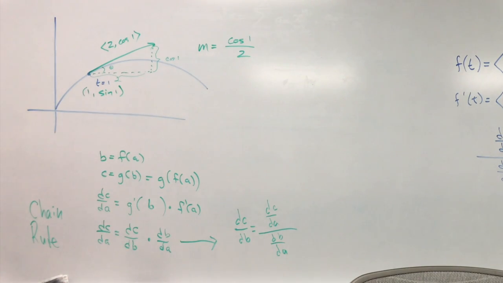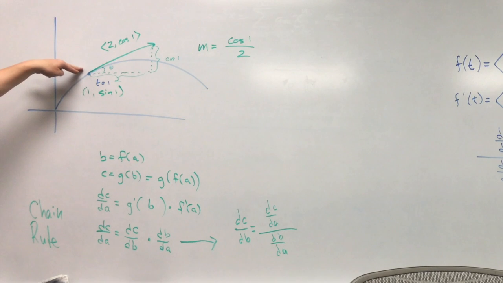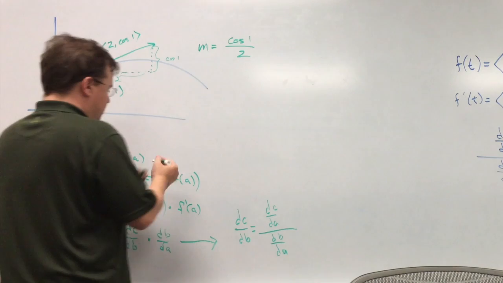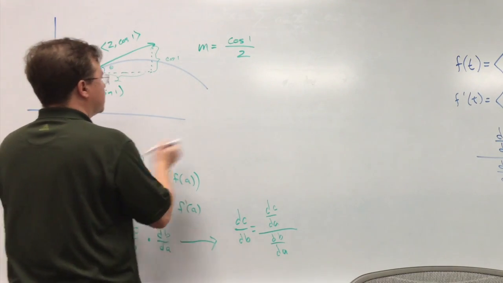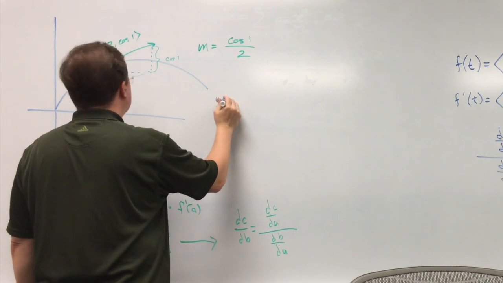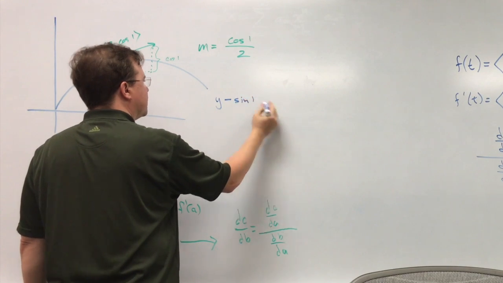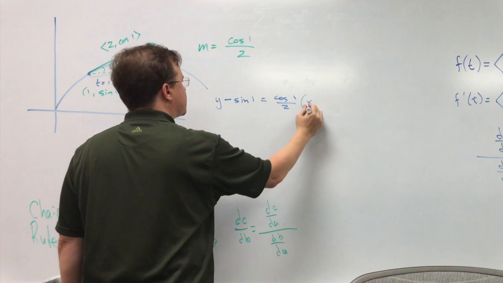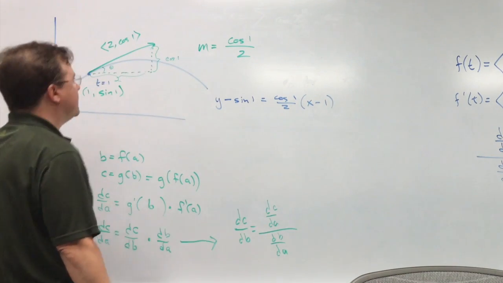Right? Over there's a vector. If I put it in parentheses just to emphasize it as a point, I'm treating it like a point here. And so that means that the equation of the tangent line is given by y minus sine 1 equaling the slope times x minus 1. Yeah, 1.